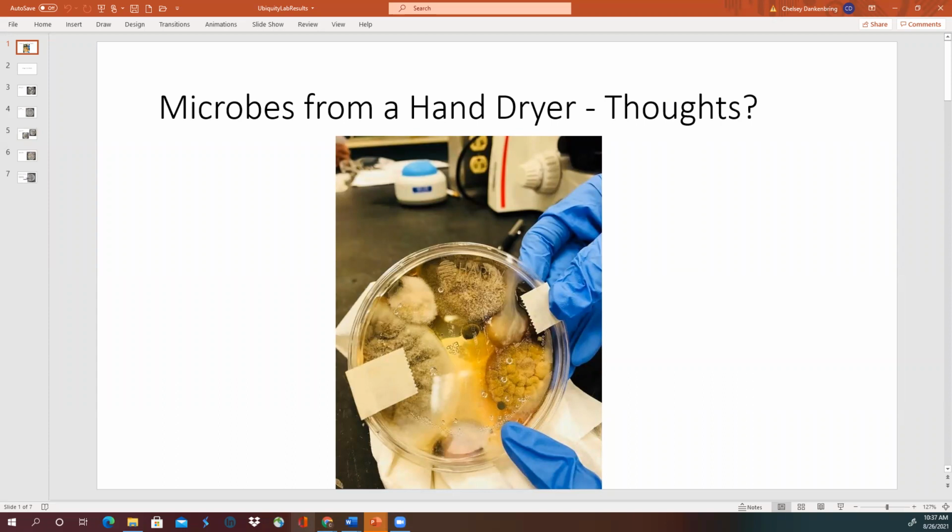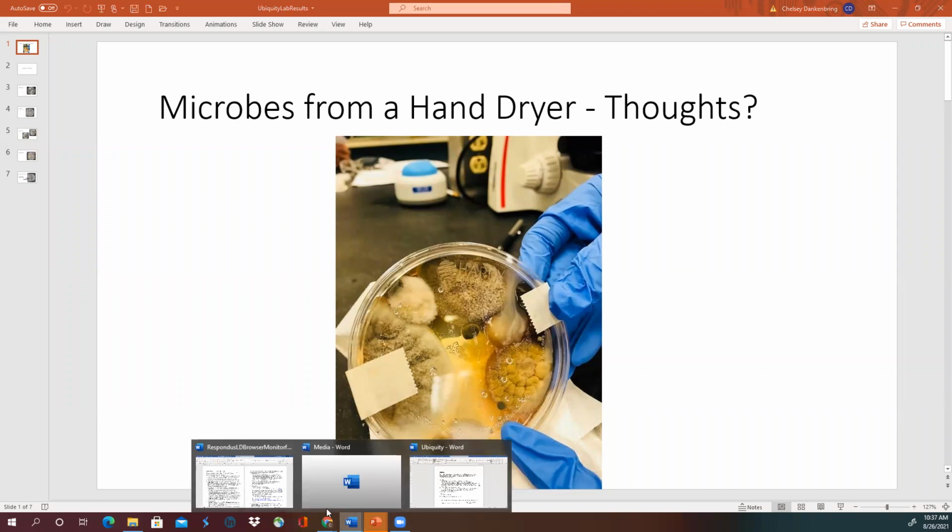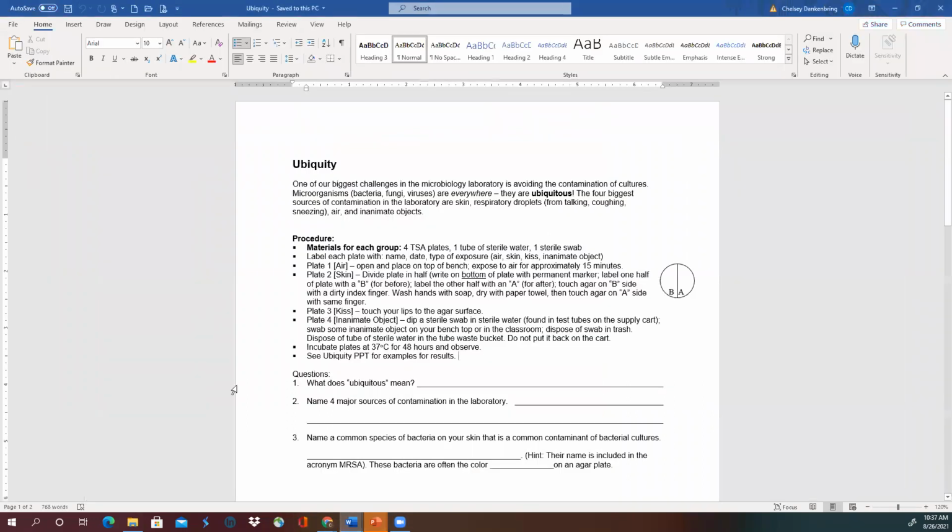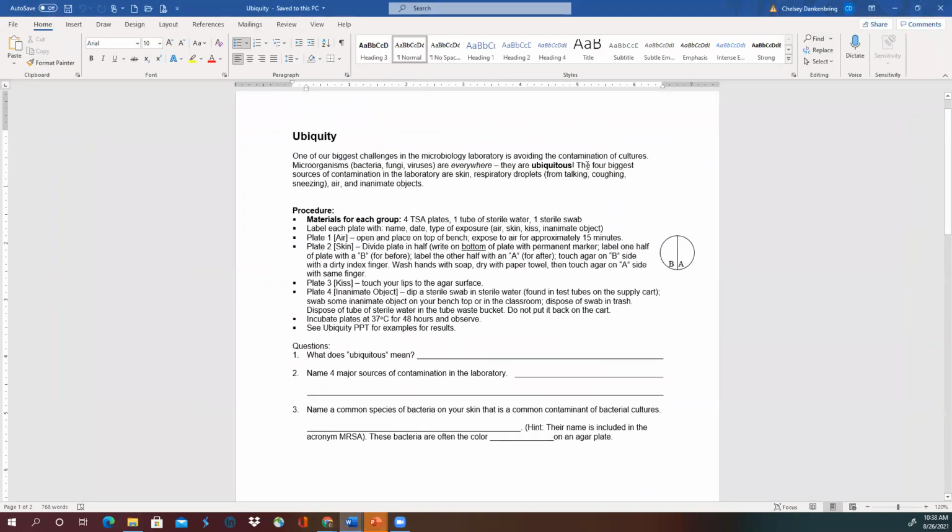But in the laboratory setting, this is where we would be doing our micro labs, there are four main forms of contamination. And if you want to be following along, you can look at our worksheet here, okay? So the four biggest sources of contamination in the laboratory, but also these are common sources of contamination just in general, are the skin, right? We have lots of microbes that live on our skin.